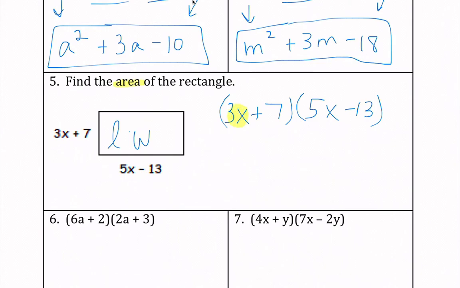So start with my 3x and multiply. 3x times 5x is 15x squared, because remember, x to the first times x to the first, you add those up. 1 plus 1 is 2. So next I take my 3x and I'm multiplying it by negative 13. So I know that 3x times a negative 13 is a negative 39x.